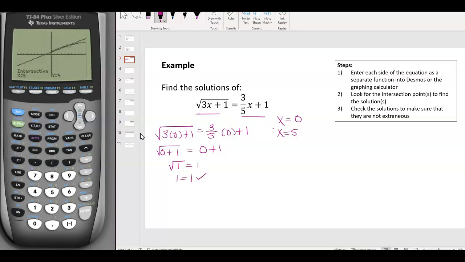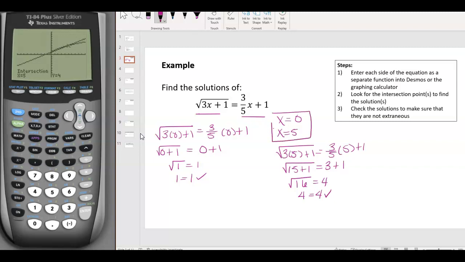Now if I plug in x equals 5, I have the square root of 3 times 5 plus 1 equals 3/5 times 5 plus 1. So that tells me that the square root of 3 times 5, which is 15, plus 1 equals 3/5 times 5, so that's 3, plus 1. So that tells me that the square root of 16 equals 4, which is 4 equals 4, which is also true. So that means that both of these values are solutions to our equation.